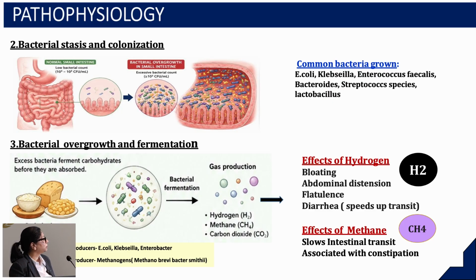Effects of methane, it slows the intestinal transit. It is also associated with constipation. So methane actually affects the smooth muscles. So there is less contraction. The contents remain in the colon for a long time. So water gets absorbed and stool becomes hard and difficult to pass, resulting in constipation.